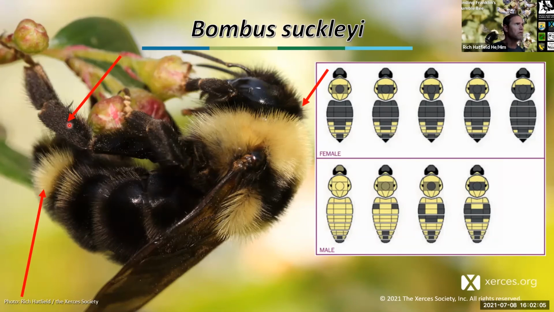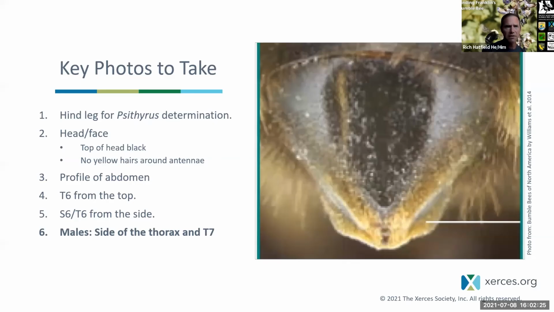And so if you know that it's a cuckoo bumblebee, we're also going to be looking for a black head and face. So the hair on the face below the antenna is going to be entirely black, as well as the vertex, the top of the head, which is also going to be black. And so another photo that we'd like you to take for the species is straight on down, looking from the back of the bee, at the last tergal segment.